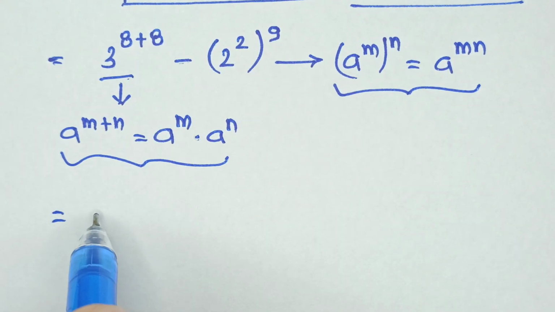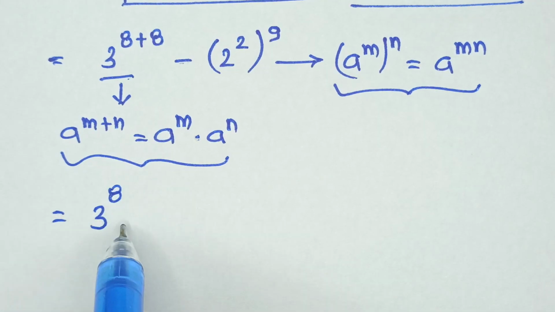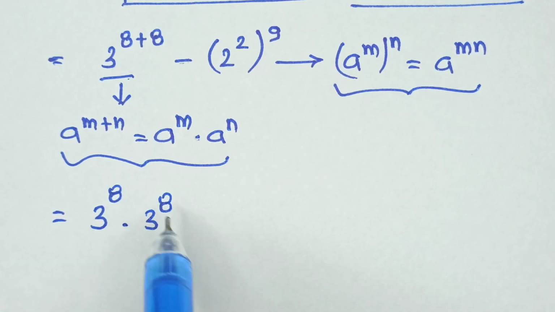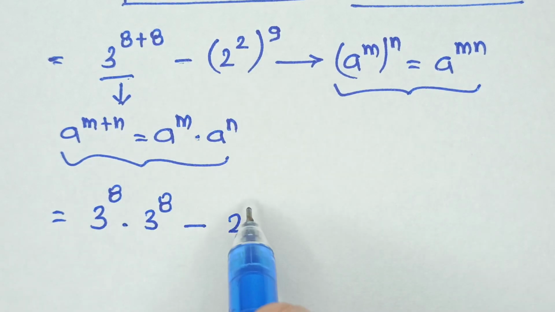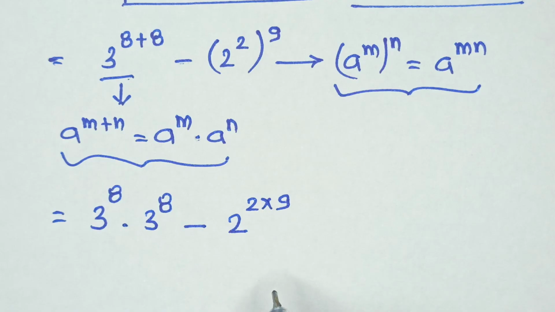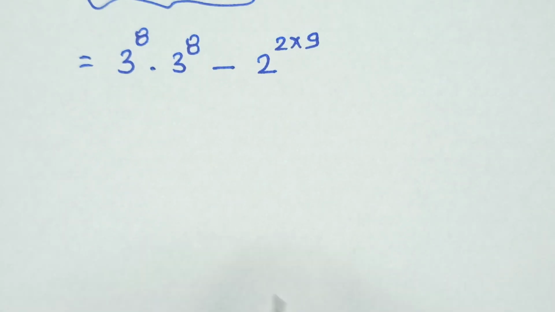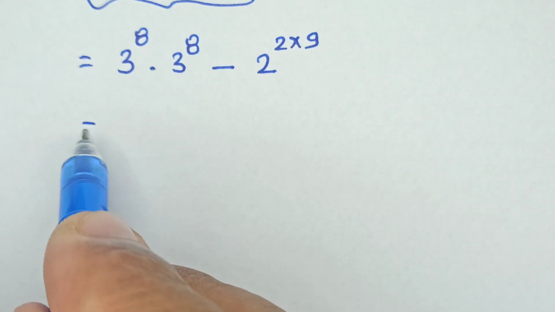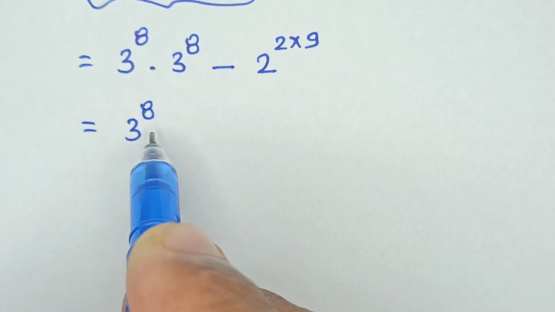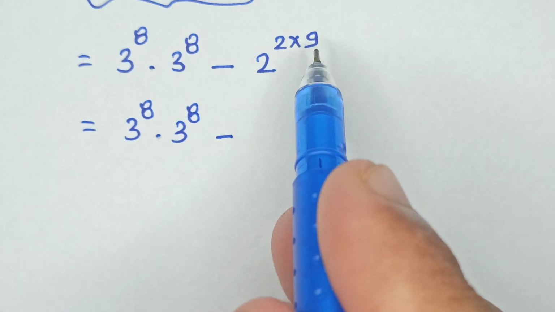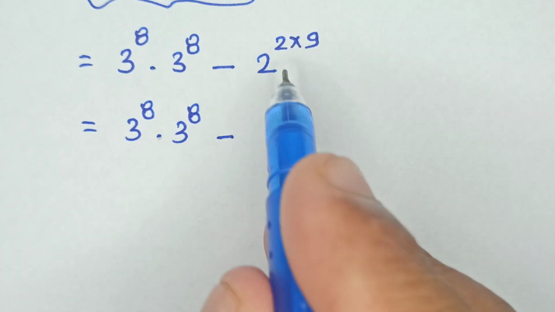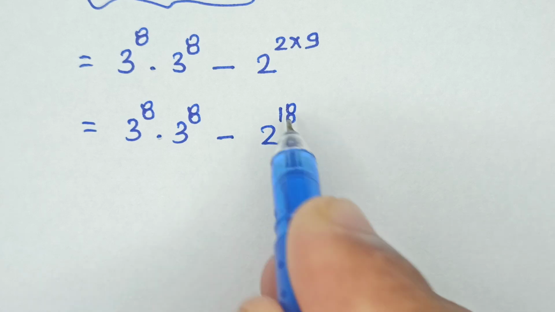So the first one here can be written like this: 3 raised to the power 8 multiplied by 3 raised to the power 8 minus 2 raised to the power 9 multiplied by 2. So now our question has kind of reduced to these two terms over here. So this can be written as 3 raised to the power 8 multiplied by 3 raised to the power 8 minus, and in this place what I can write as 9 multiplied by 2, which is 18.